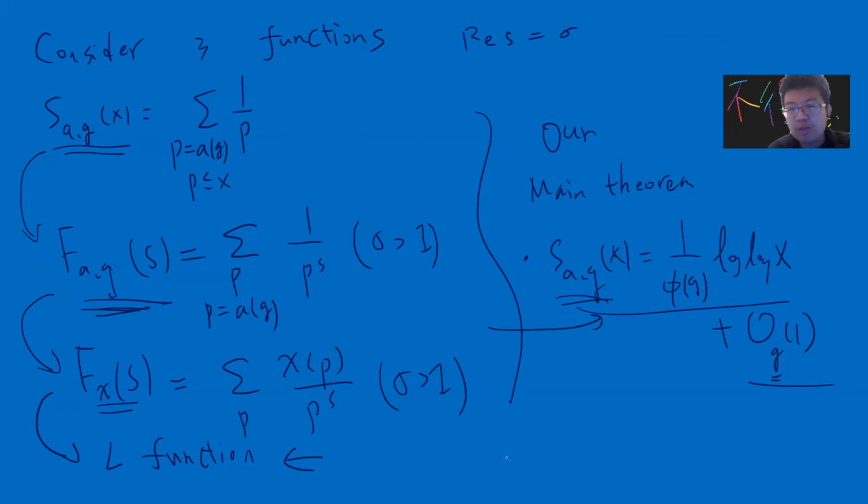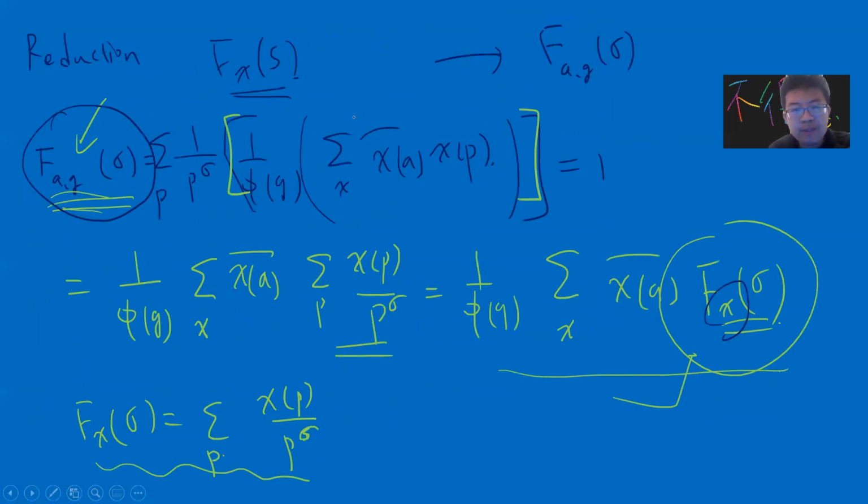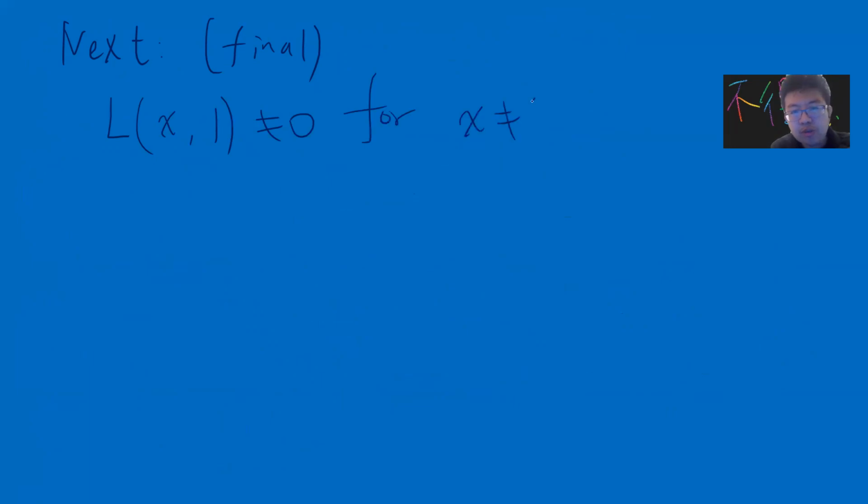In the next video, our final one, we want to prove that L chi of 1 is not 0 for a non-trivial character. So see you guys in the next videos.